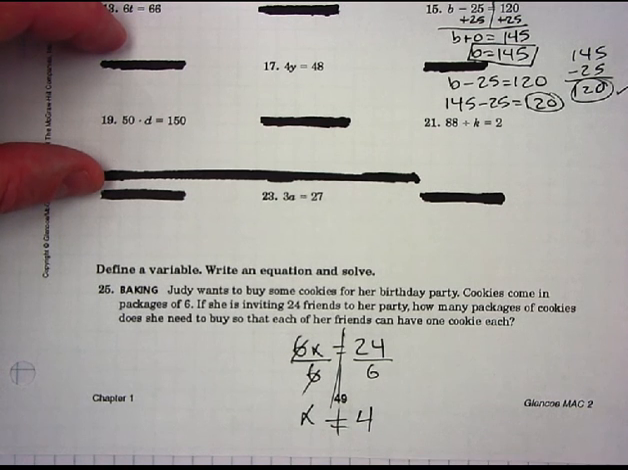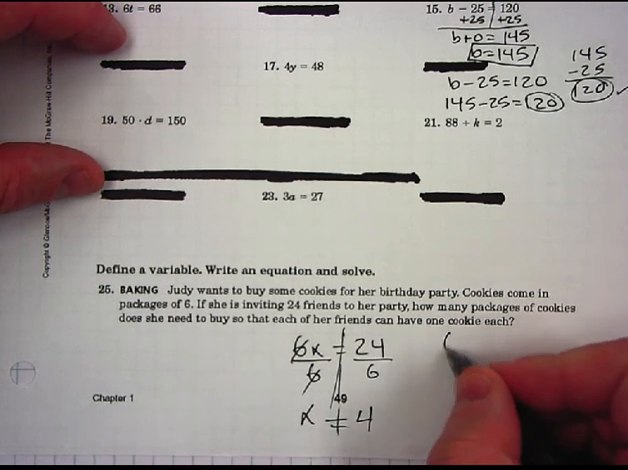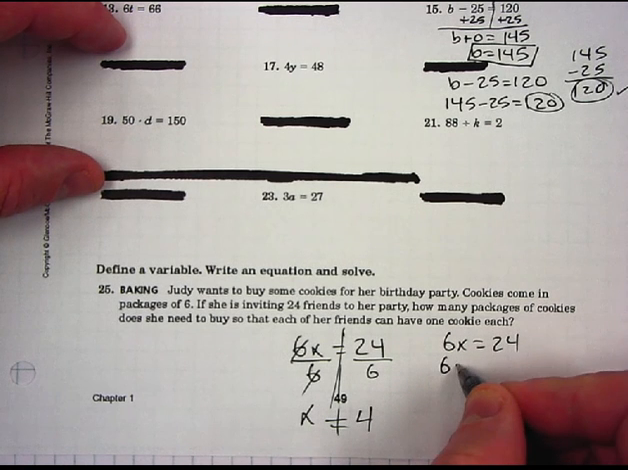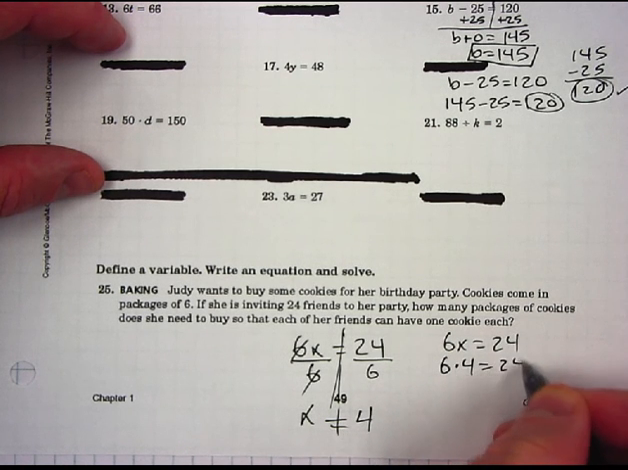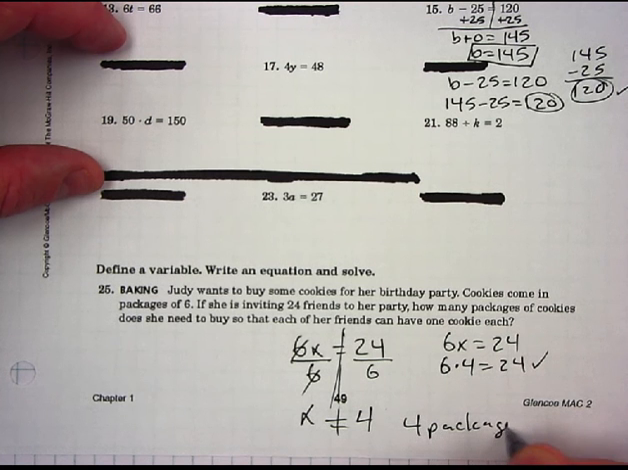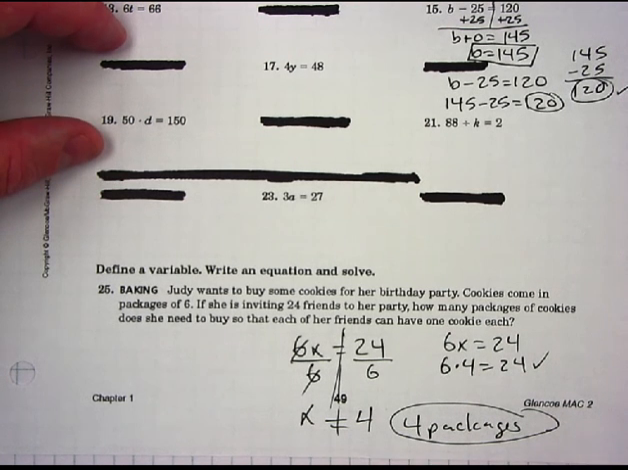And we would never stop there. We always put it back in our original equation. Our original equation was 6x equals 24. Put 4 in for x. 6 times 4 should equal 24, and it does. So x equals 4. So Judy would need to buy 4 packages of cookies, 6 to a package, so that her 24 friends could get 1 cookie each.